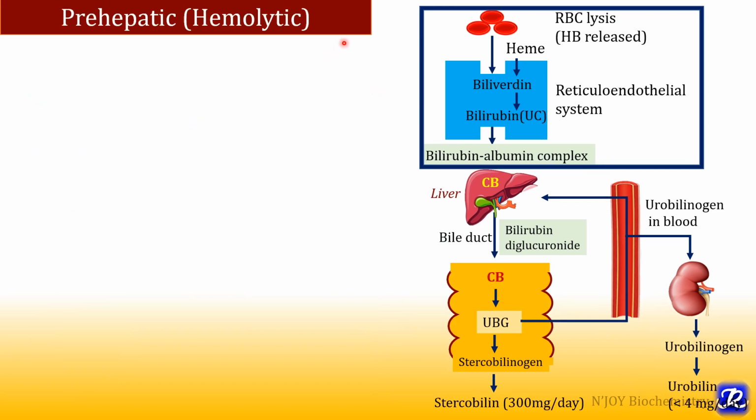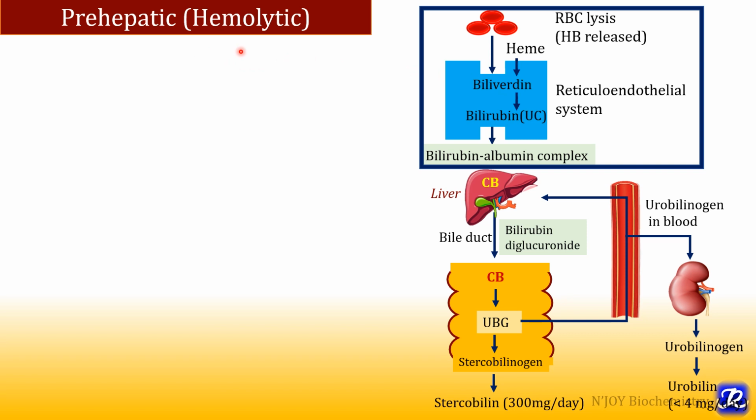Now let's understand prehepatic or hemolytic jaundice, and this prehepatic jaundice includes the steps in heme catabolism before the liver, that is up to formation of this unconjugated bilirubin due to this hemolysis or RBC lysis that occurs in the reticuloendothelial system.